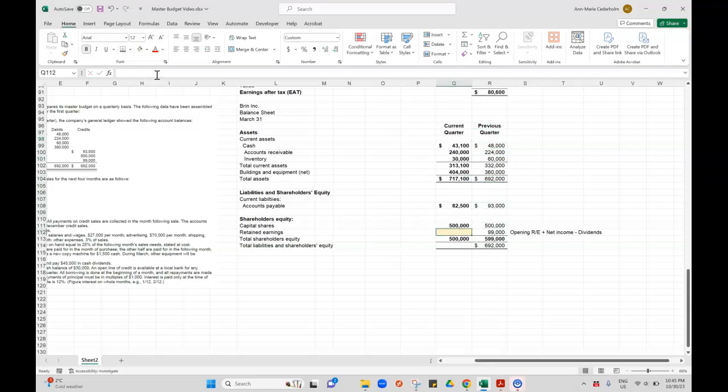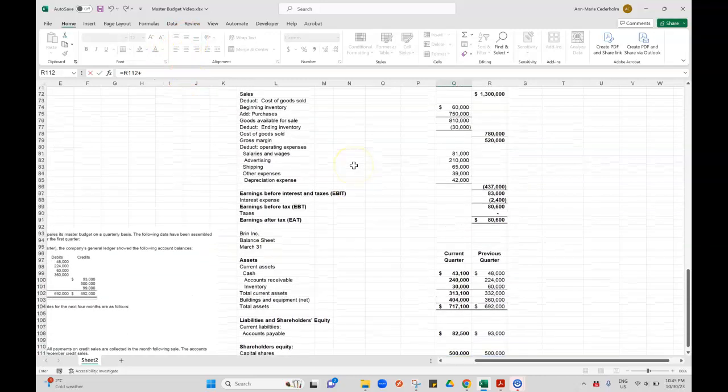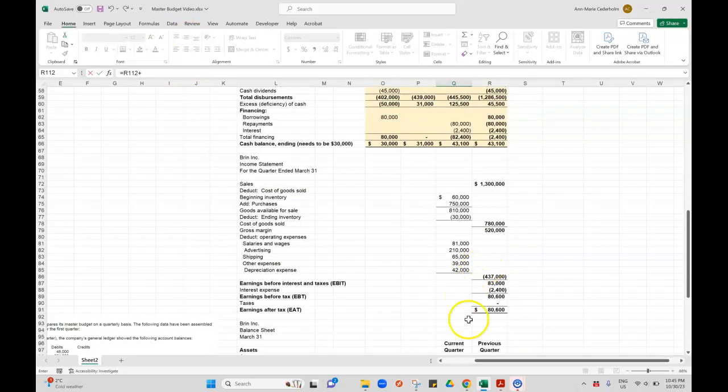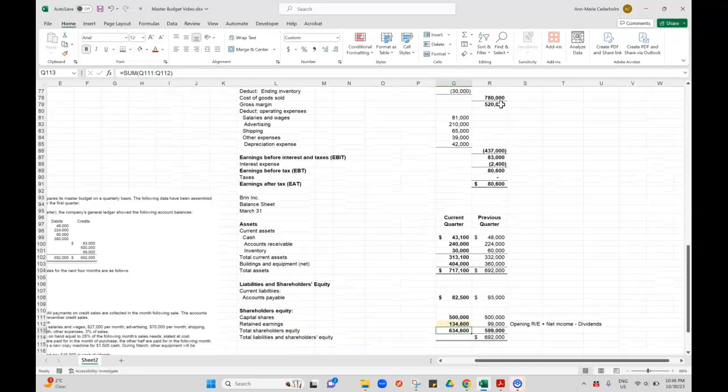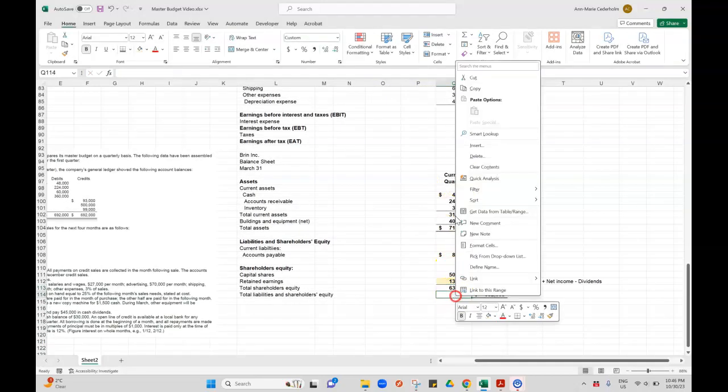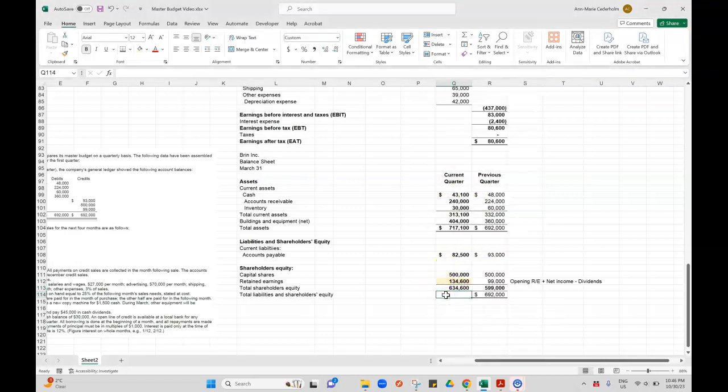So our opening retained earnings is 99,000. And then we're going to add our net income. So that's the earnings after tax. Then we're going to subtract out our dividends. So our dividends that we paid were 45,000. And let's see if we're correct. So that came out to 134,600. There. So now we balance.